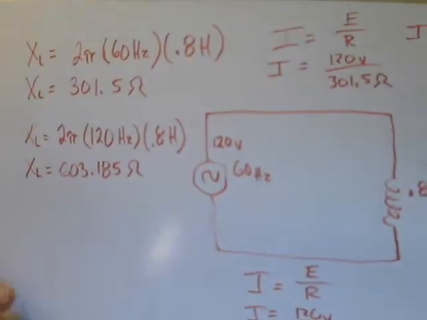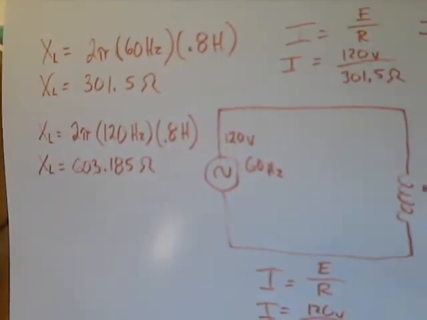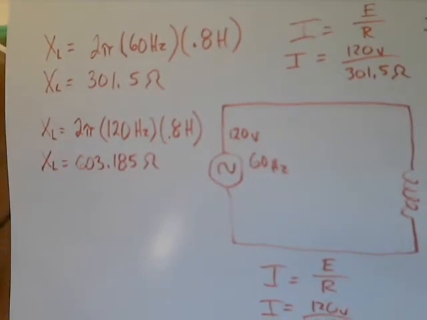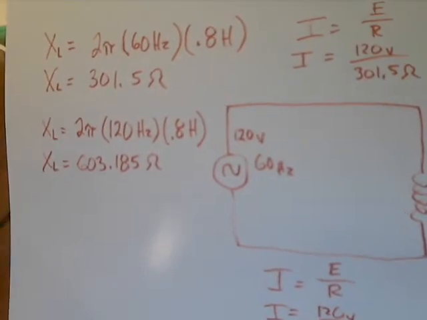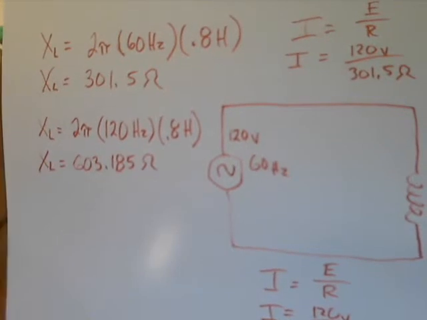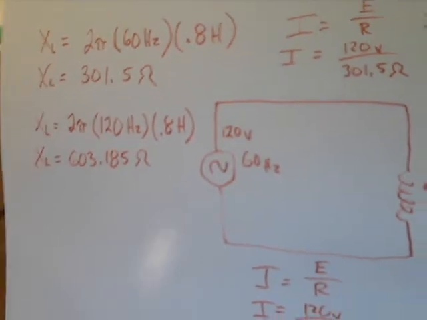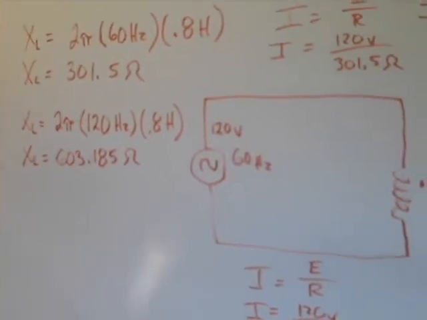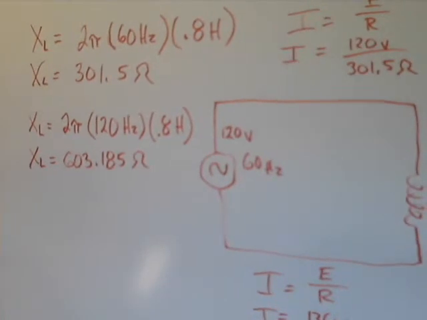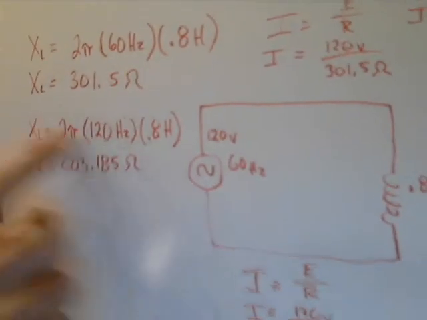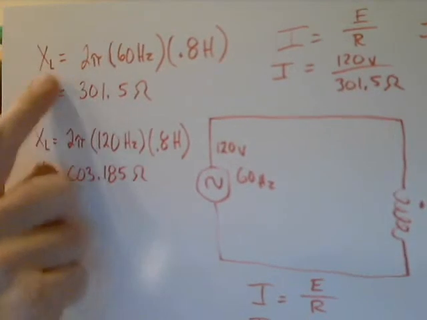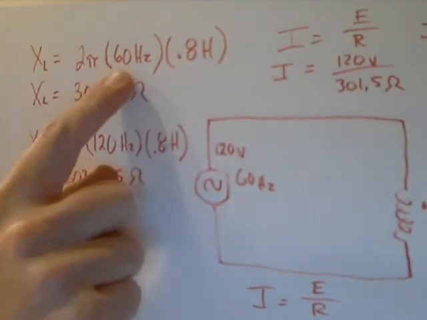Okay, so I've redrawn the circuit here. It's kind of hard to see the whole page there, and now we're going to use the values that I have here to figure out what my opposition to current flow is, which is called inductive reactance. And just like resistance, this quantity is going to be measured in ohms. I take my 2 pi and I multiply that by the frequency.